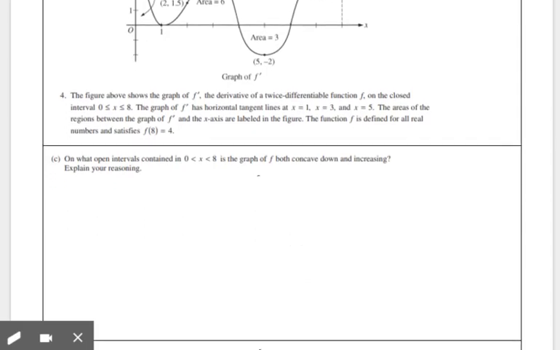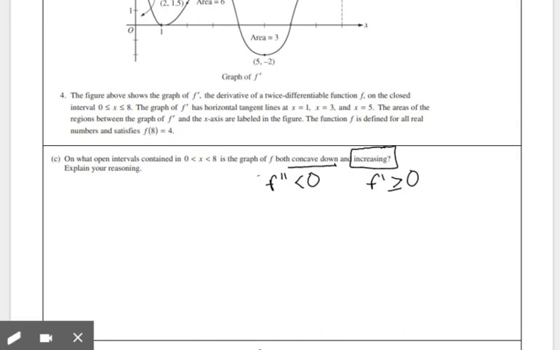All right, moving on to part C. Now we're looking for where the graph is concave down and increasing. Well, we know for a graph to be concave down, we're going to be looking at the second derivative. So f double prime is less than 0. We're going to be looking for it to be negative. And then we're going to be looking for where f is increasing, which means we want f prime to be greater than or equal to 0.